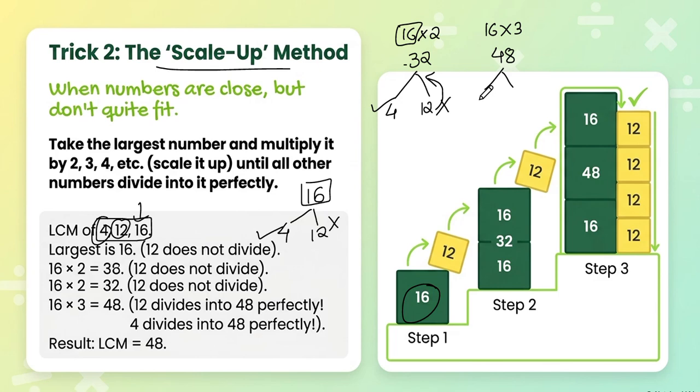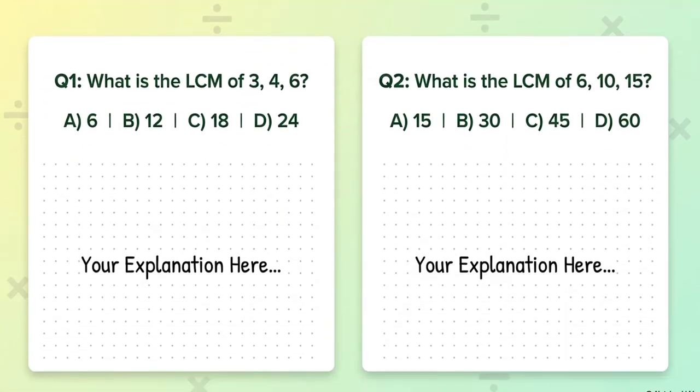Again the same thing. The first number is 4. 4 divides 48? Yes. Second number 12. Does 12 divide 48? Yes. 12 fours are 48. So now both the numbers divide 48. So in this question the answer is 48. So 48 is our LCM. So we have to apply this scale-up method, which means you multiply the biggest number by 2, 3, 4 and so on until all the numbers are divisible into that bigger number. Look at some problems based on this.